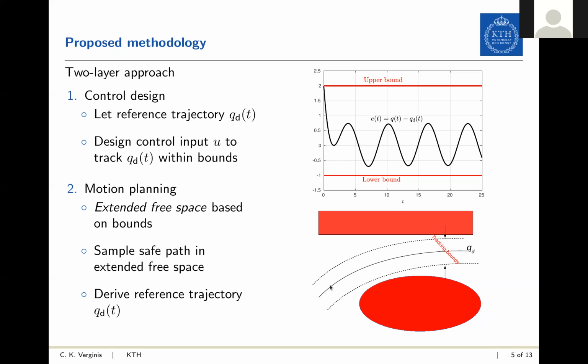Essentially, what we say here is that if the robot does not exactly follow this solid line, but evolves in the funnel formed by the dashed lines, then the system is still safe. Once we do that, we endow time constraints to this path to form a reference trajectory QD, and then we use the control design approach to track this trajectory.